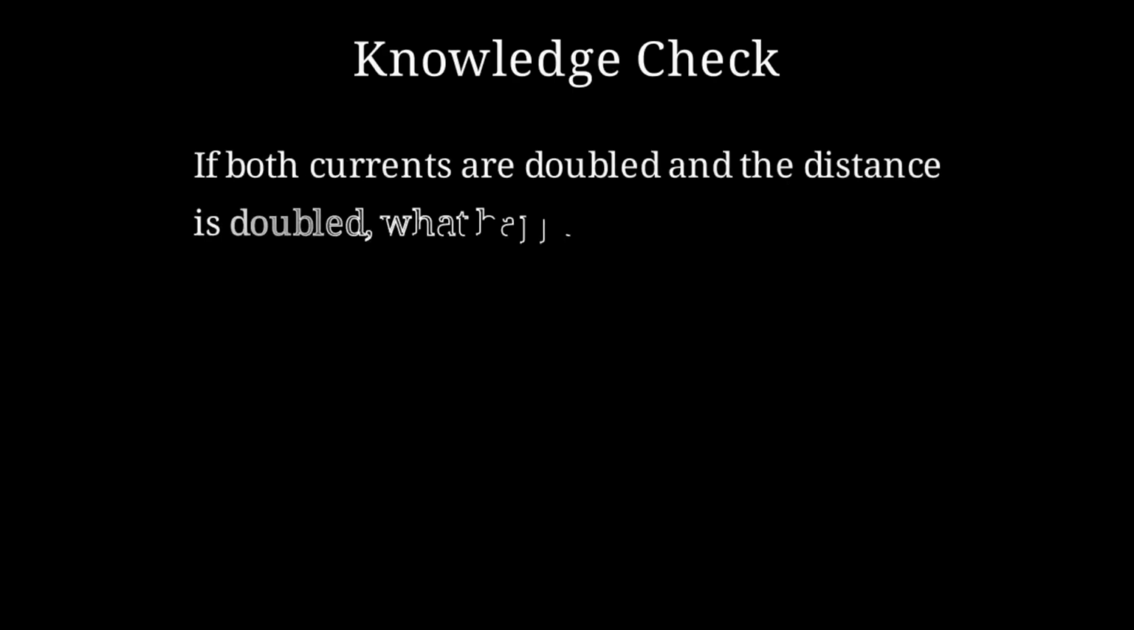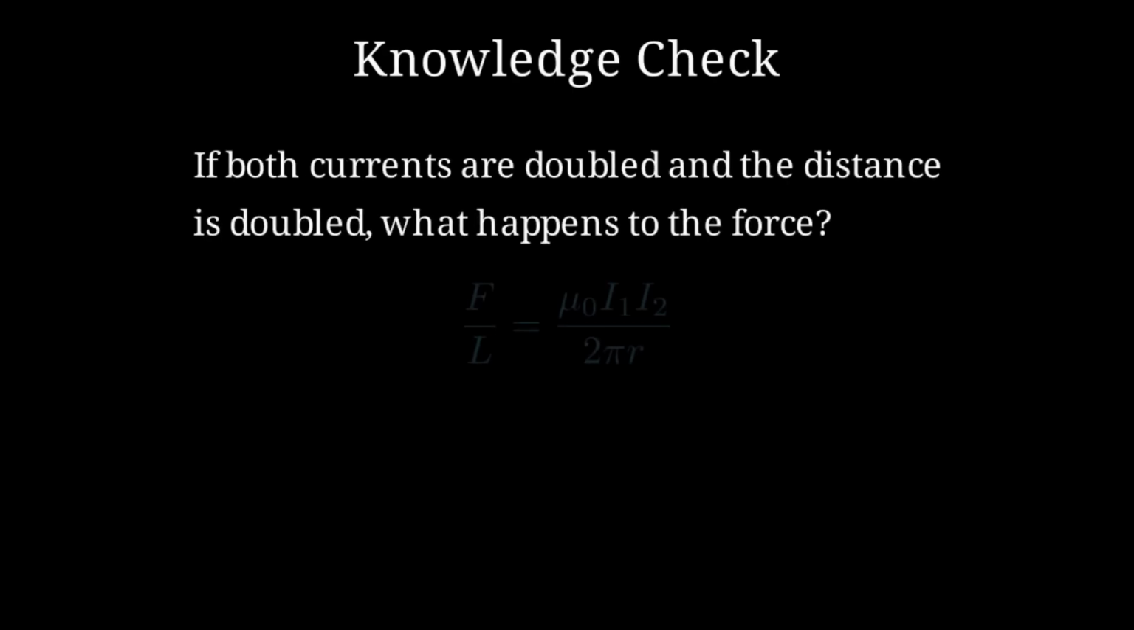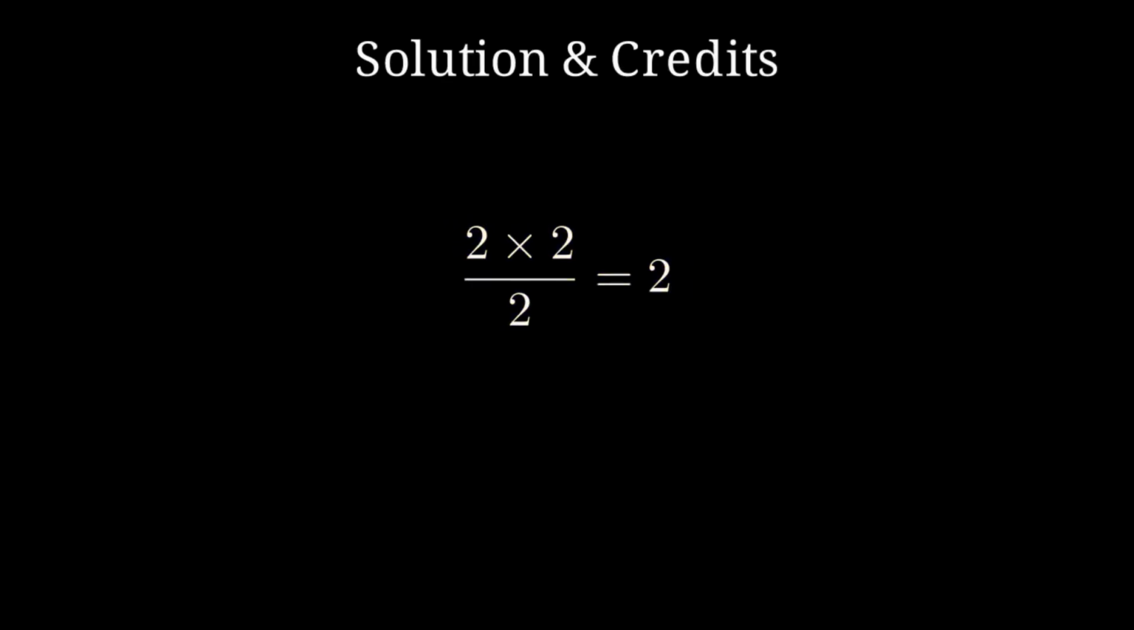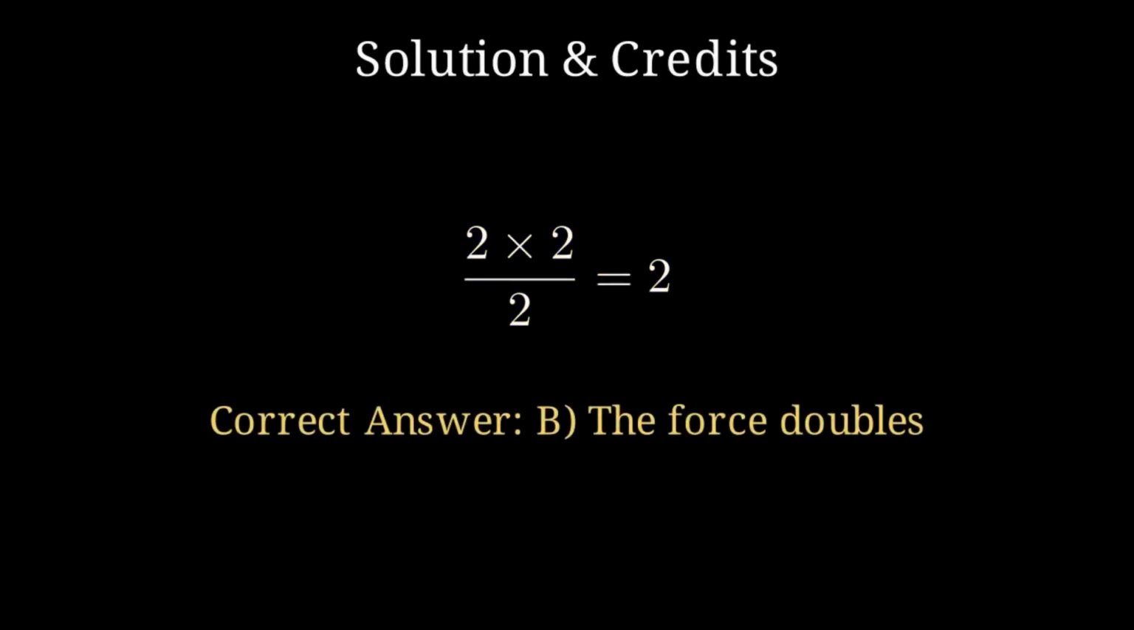Let's test your understanding. If we double both currents and also double the distance between the wires, how does the force per unit length change? Think about the numerator and denominator in our formula. The force doubles. Doubling both currents increases the numerator by 4, but doubling the distance increases the denominator by 2, resulting in a net factor of 2.